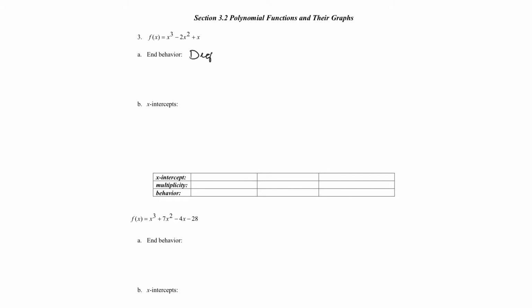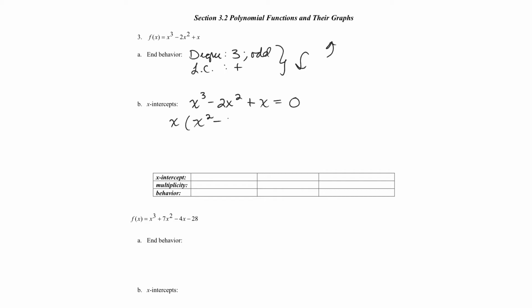So the degree is 3, which is odd. The sign of the leading coefficient is positive. So in the end, it's going to behave like my parent cubic, falling left and rising right. Finding my x-intercepts is going to be more work with this one, though, right? I need to set it equal to 0 and solve. So I can go ahead and factor out an x, because they all have a common factor of x. x squared minus 2x plus 1 equals 0, right? And now I have a quadratic, which I know how to factor.